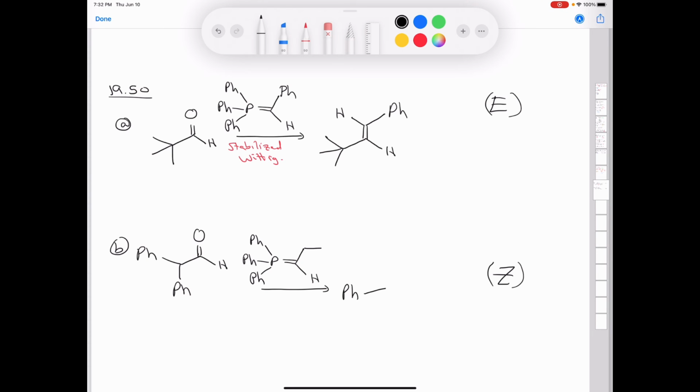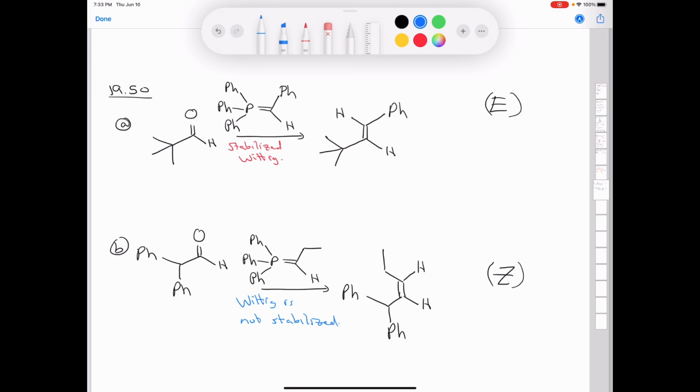We have our phenyl, then we have our double bond, we have another phenyl here. And we're going to have our ethyl group on the same side as all this group over here so that we end up with a Z alkene. You can see the 2 hydrogens are on the same side like that.